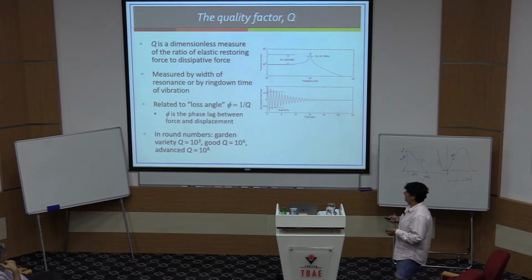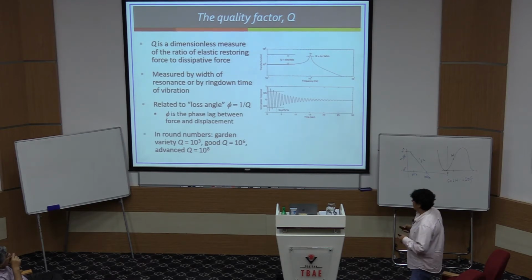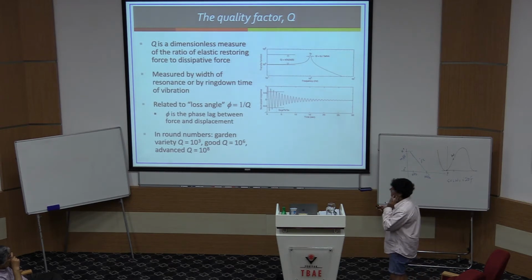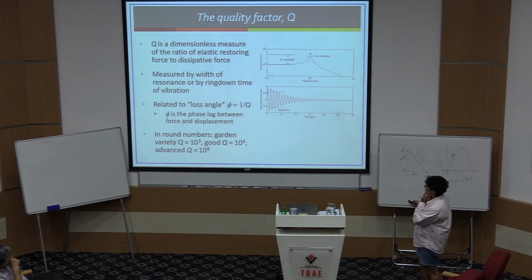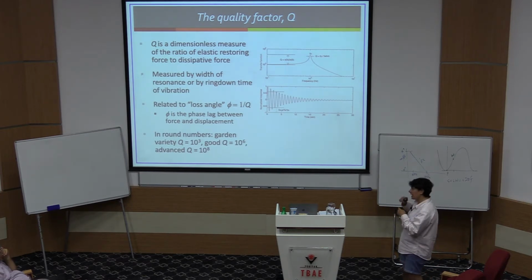Okay? So, you can see here's a picture of a mechanical oscillator. It's oscillating away, but it's losing energy. That's the damping coefficient there, and the Q is measured by this ring down right here. Now, Q is related to another very important quantity in thermal noise world, which is the loss angle. The loss angle is a phase lag between force applied to a system and the displacement of the system. Okay, and we'll come back to that.